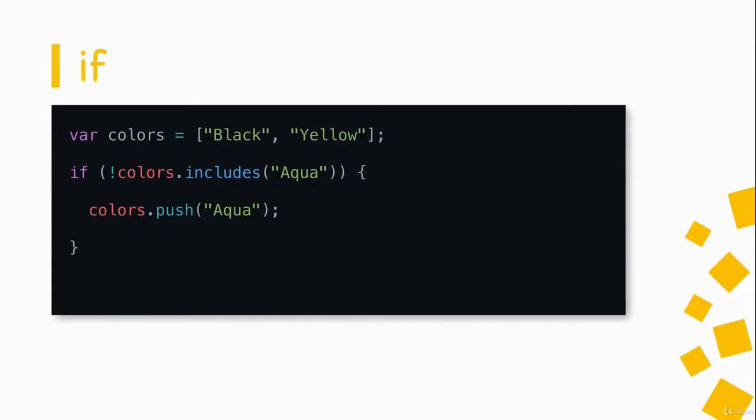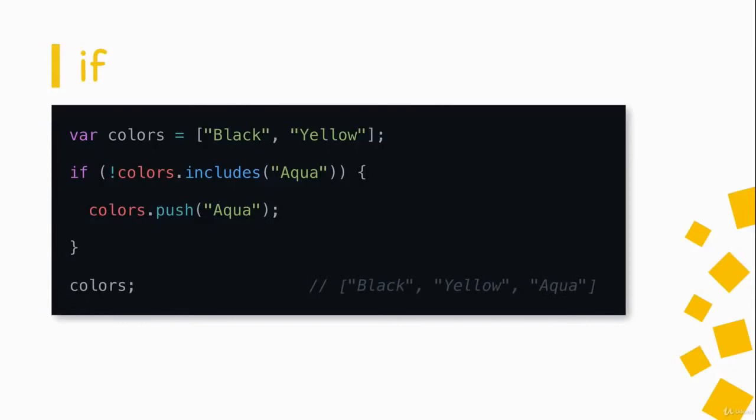So if the colors array already contains the string aqua, the code will not be executed. Otherwise, if the string aqua is not included in the colors array, then it will be included in the colors array. So in this case, you can read this if statement out loud as somewhat like, if the colors array doesn't contain aqua, then add aqua to the colors array, right? So this is a very useful trick that you can use to search for a value inside an array, and if it's not there, you can manually add it to the array inside the if block.